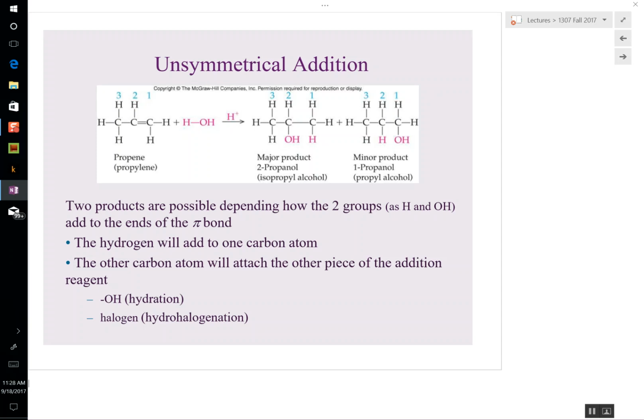This is important, Markovnikov's rule. I thought we had gone a little bit further than this. Markovnikov's rule comes into play with the unsymmetrical reactants. That's water and a hydrohalogen. So water, and if I wrote it this way, or a hydrohalogen like this, they're unsymmetrical.